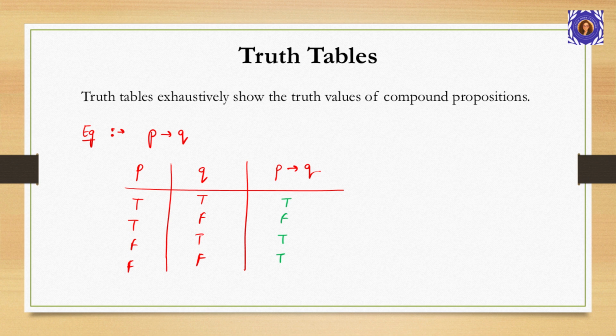As you can see, the only case where the implication is false is when P is true and Q is false. This makes sense because if P implies Q and P is true, then Q must be true. If Q is false, then the implication is also false.